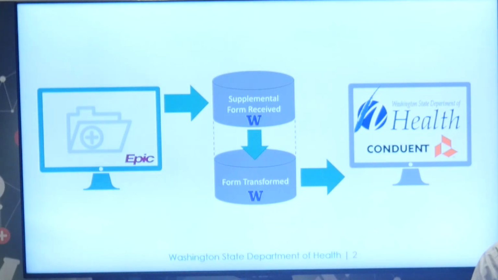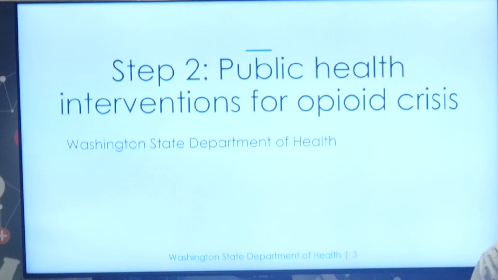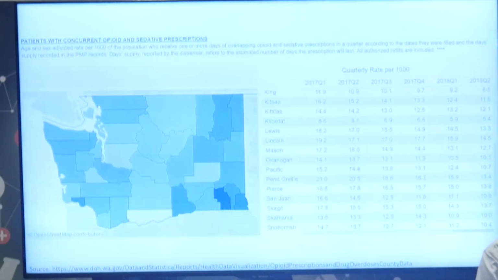But first, we're going to talk about why we do this stuff and why it matters. Education and public alerts are things that we can do as public health. For example, we are able to use our data to notify the public about 2 potent batches of fentanyl that cause many overdose deaths. Here, we're looking at patients with concurrent opioid and sedative prescriptions. By identifying trends, we can prevent disease by focusing resources in areas of most need.